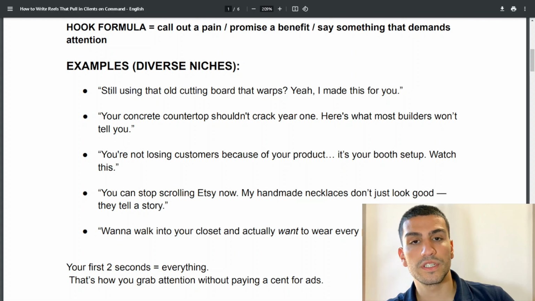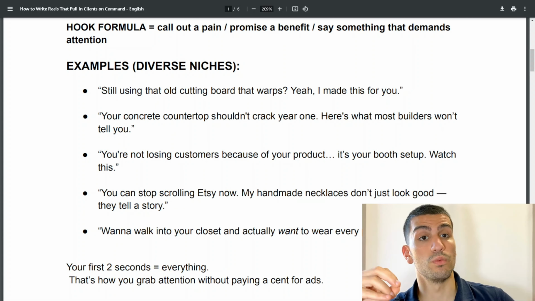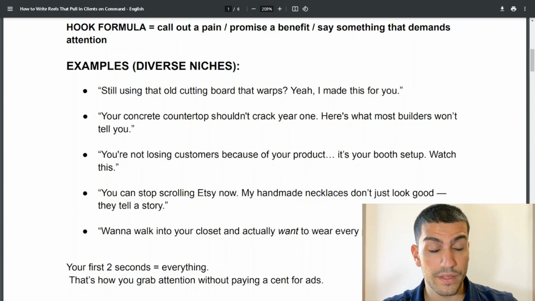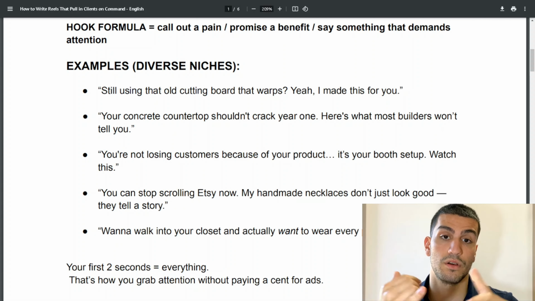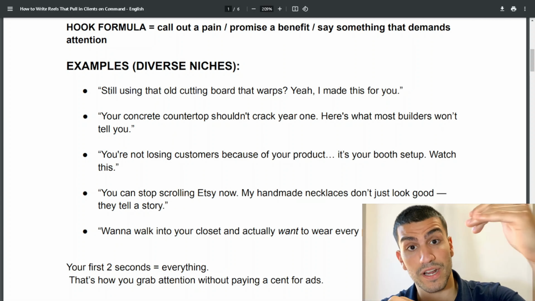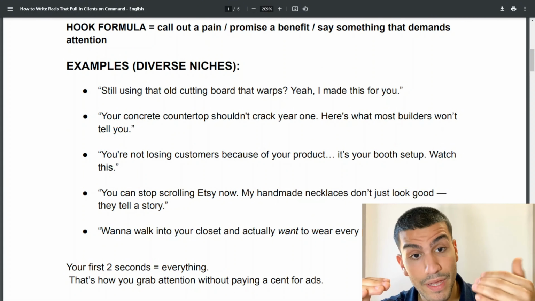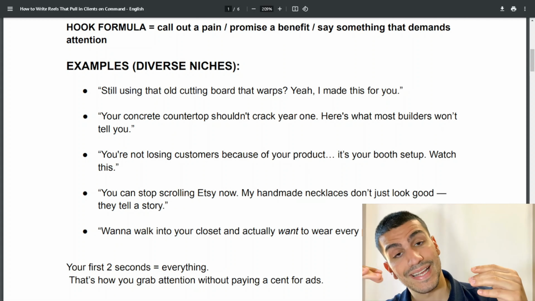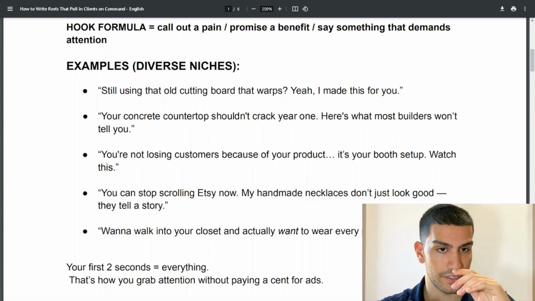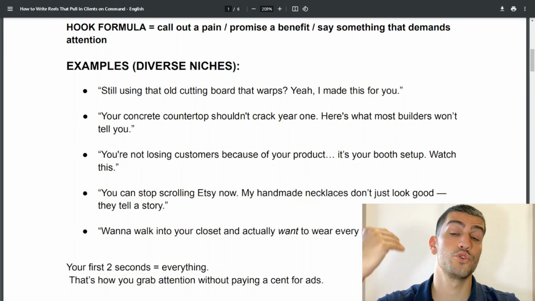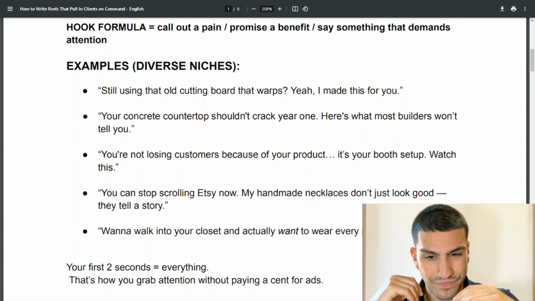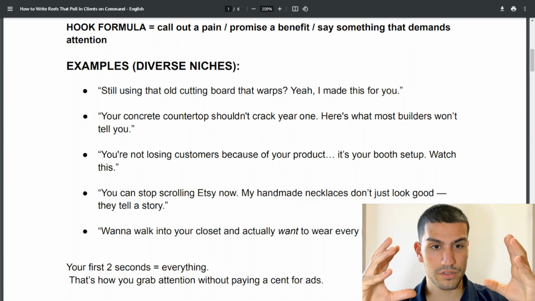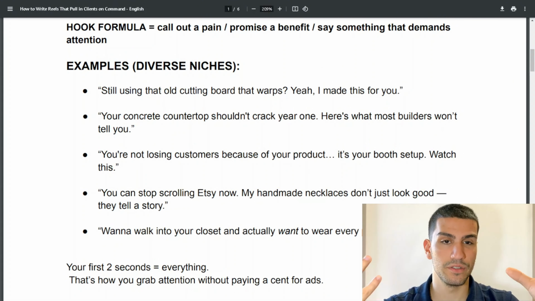Next example. Your concrete countertop shouldn't crack in year 1. Here's what most builders won't tell you. Now, this can be a mix of all 3, because you are calling out the pain of the concrete countertop cracking the first year, and promising a benefit at the same time of the concrete countertop not breaking in the first year, and then saying something that demands attention, which is the concrete countertop shouldn't break in the first year. And that's why I don't usually like formulas, because you can mix all 3 together and create something good.